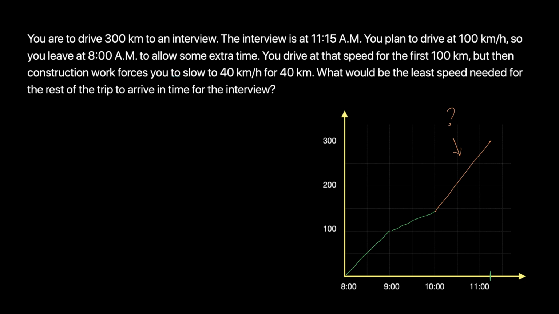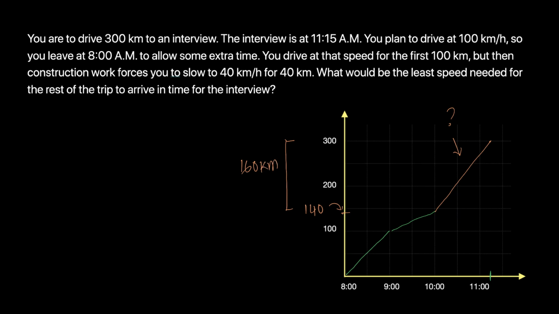But I think there's a much easier way to figure it out. You traveled for 100 kilometers, and then you traveled for the next 40 kilometers at a slower speed. So you've covered about 140 kilometers. That's what this is, right? And you're left with how much distance? 160 kilometers. This is 160 km.